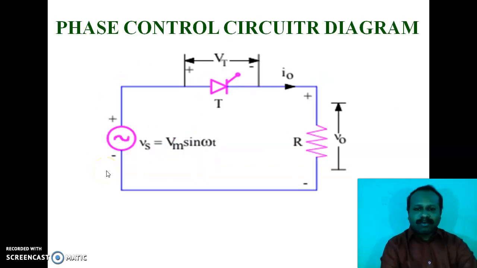This is the circuit diagram for the phase controlled rectifier. Here Vs is the source voltage, R is the load, and V0 is the output voltage across the load. The load and the source, that is the supply, are connected by the thyristor switch. Here T is the thyristor switch. By controlling the firing angle of this thyristor, the phase angle of the load current can be controlled with respect to the supply voltage.